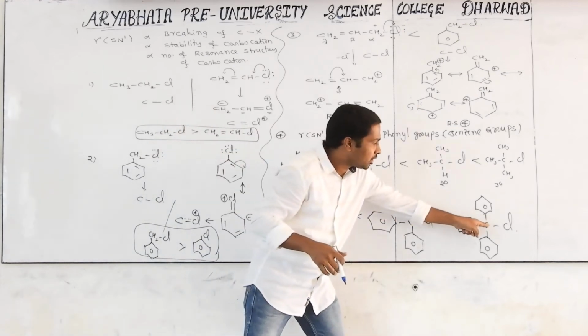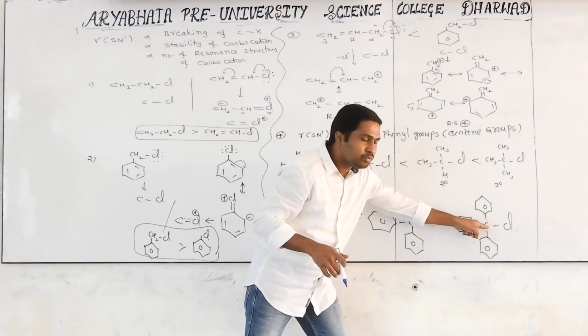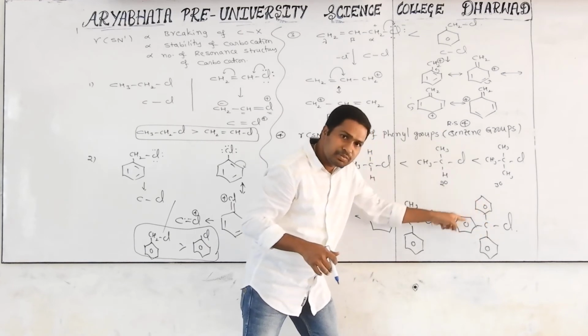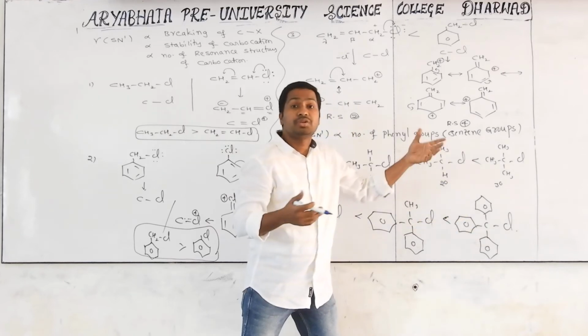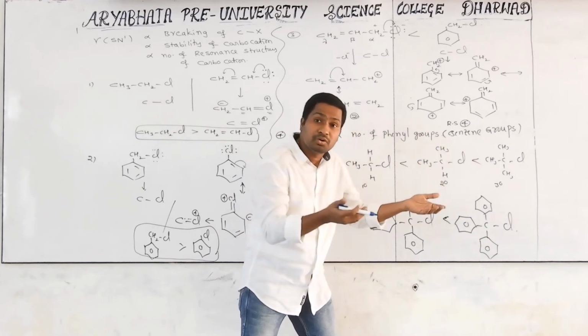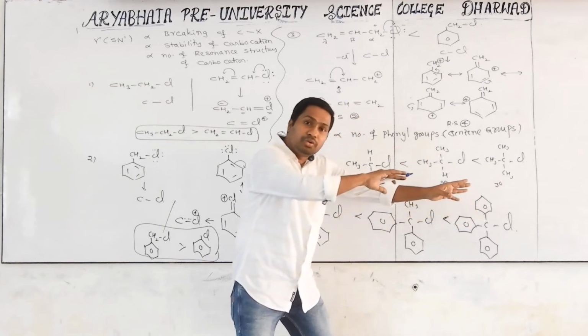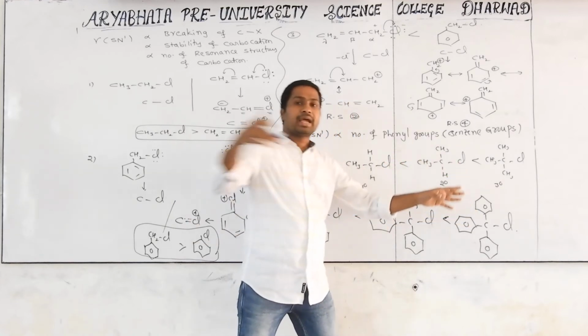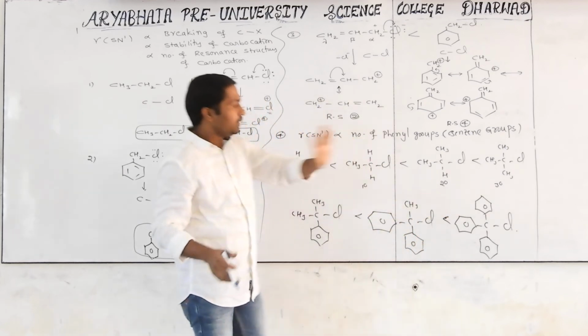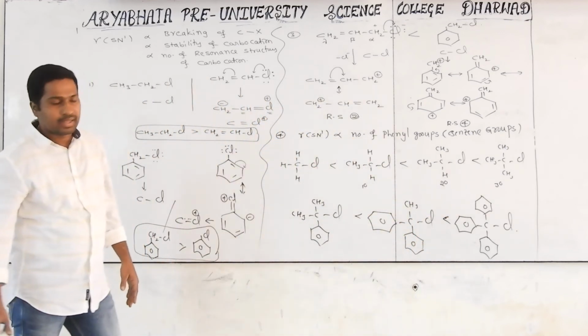After losing chlorine you are getting a carbocation. That carbocation is involved in resonance with benzene. Like that, more resonance structures are coming, which means after losing chlorine the particle is becoming more stable. That's why the compound immediately wants to decompose and is immediately attacked by the nucleophile. That's why it has the highest rate of reaction. All of you got my point? Yes.